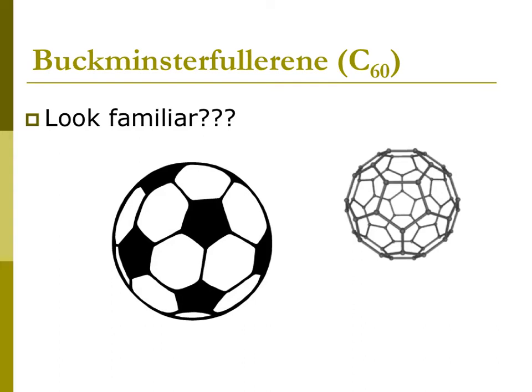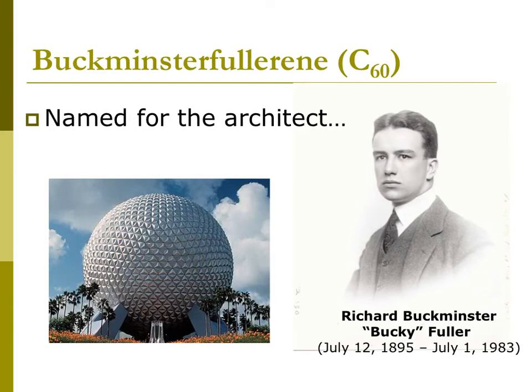Our last carbon allotrope is called Buckminsterfullerene, and it has a very interesting shape. It almost looks like a soccer ball. Although it has a pretty complicated name, it's often called a buckyball for short, and that's named after an architect who made a very famous structure, seen here. So we call the structure of this Buckminsterfullerene a buckyball for short.